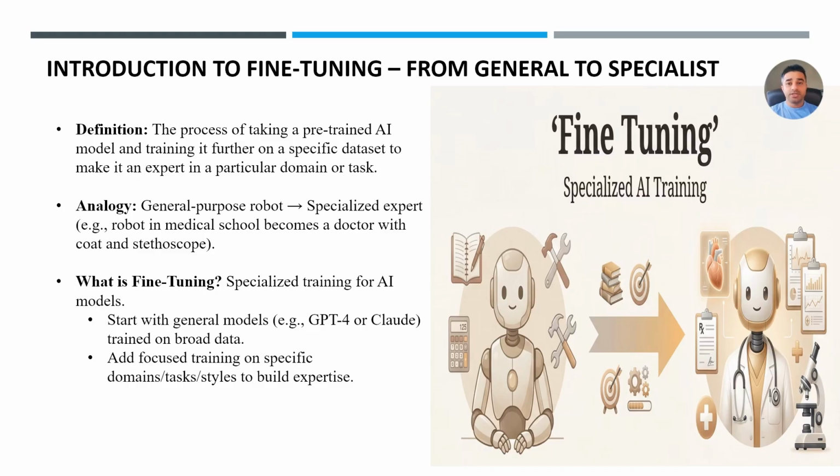Imagine a robot, a general purpose robot that has basic knowledge about many things. It knows a little bit about medicine, a little about law, a little about cooking, and a little about engineering. It's competent at many tasks, but not an expert at anything specific.